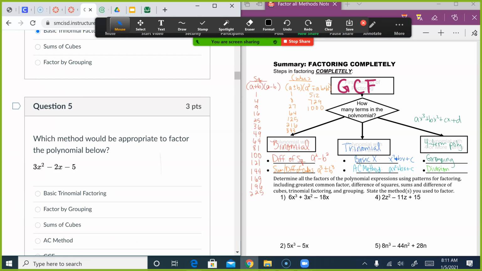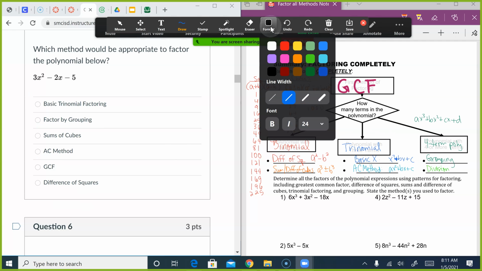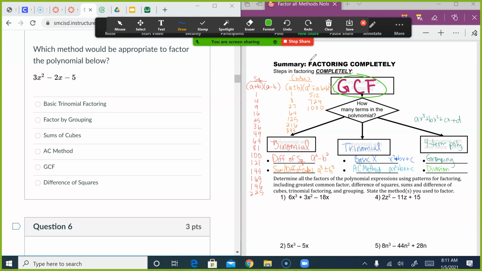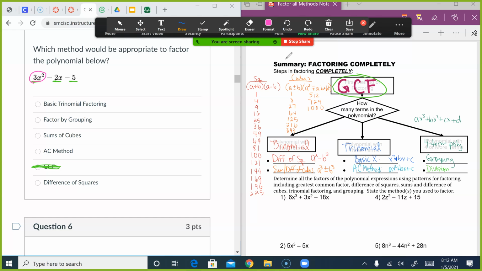All right, and then number 5. So again, always check for that GCF first. So is there a GCF that we can divide everything by? 3, 2, and 5? Nope, those are all prime. So no GCF. There are 1, 2, 3 terms. So again, we're in the trinomial case. So our options are basic or AC. So basic is okay. Grouping is not okay. Sum is not okay. AC maybe. Difference of squares not okay. So it's either basic or AC.